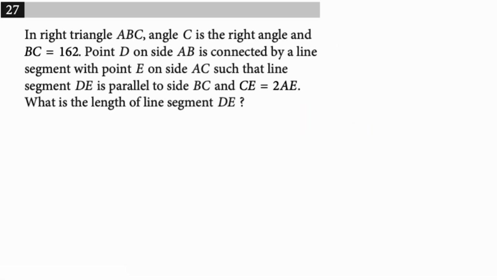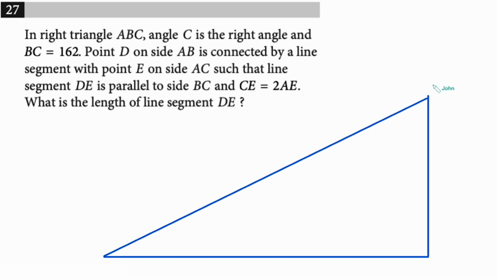In right triangle ABC, angle C is the right angle and BC is 162. Point D on side AB is connected by a line segment with point E on side AC, such that line segment DE is parallel to side BC and CE is equal to 2AE. What is the length of line segment DE? Again, if you can draw a picture, then you should. So let's start with that.